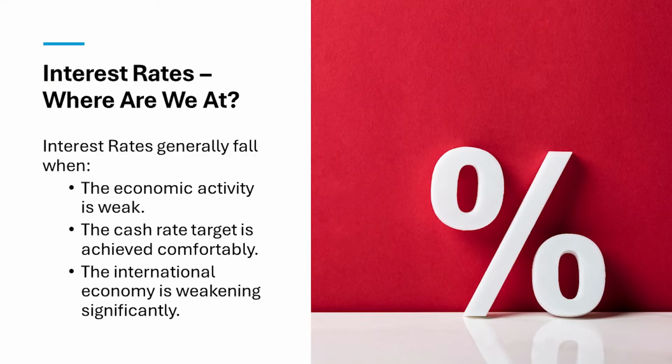Interest rates and where we're at. So look, and people just need to know this, interest rates generally fall when there are a few key things. Number one, there's weak economic activity. Number two, the cash rate target is achieved comfortably. Now, what I mean by comfortably, I don't mean that it's hit it for 1 month. I mean it's been there for 3 to 6 months. It's generally when they look at it. And the other one is the international economy is weakening significantly.